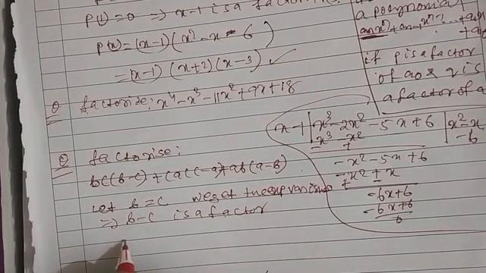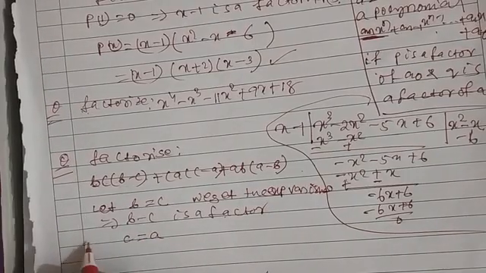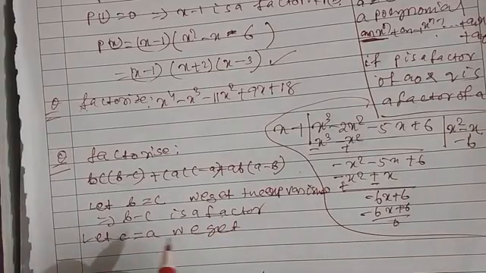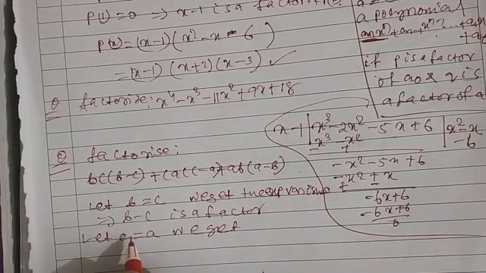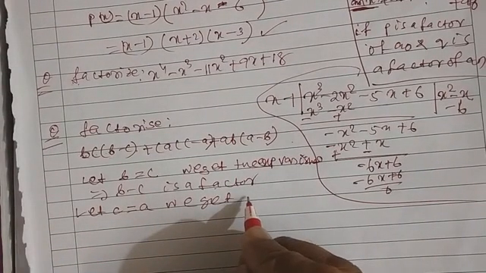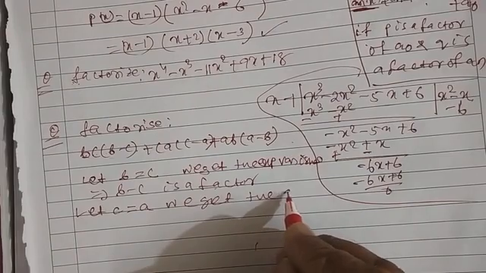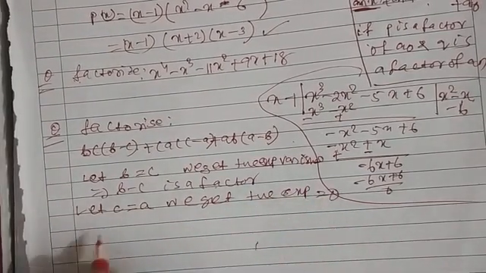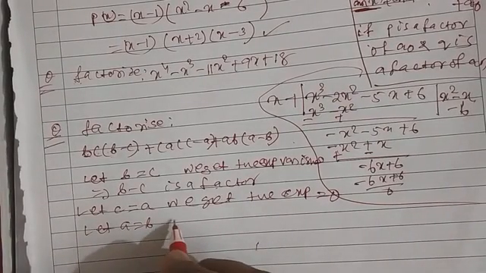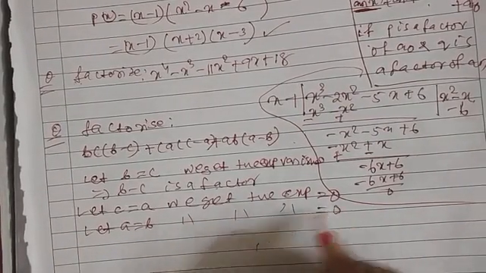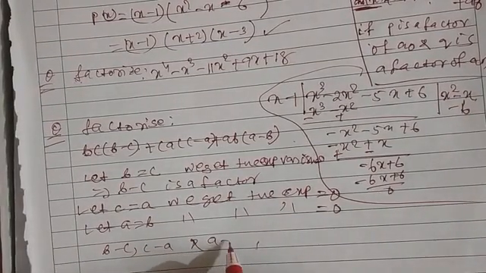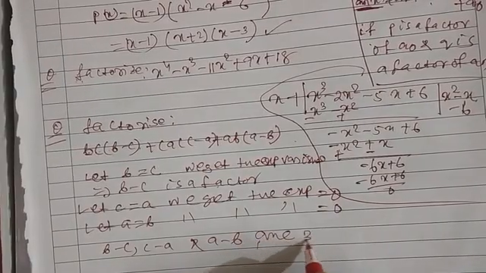So replacing c by a, thinking that this is a polynomial in c. Okay. So what do we get? We get the expression is 0. Let a equal to b. We get the expression is 0. So obviously b minus c, c minus a, and a minus b are 3 factors.